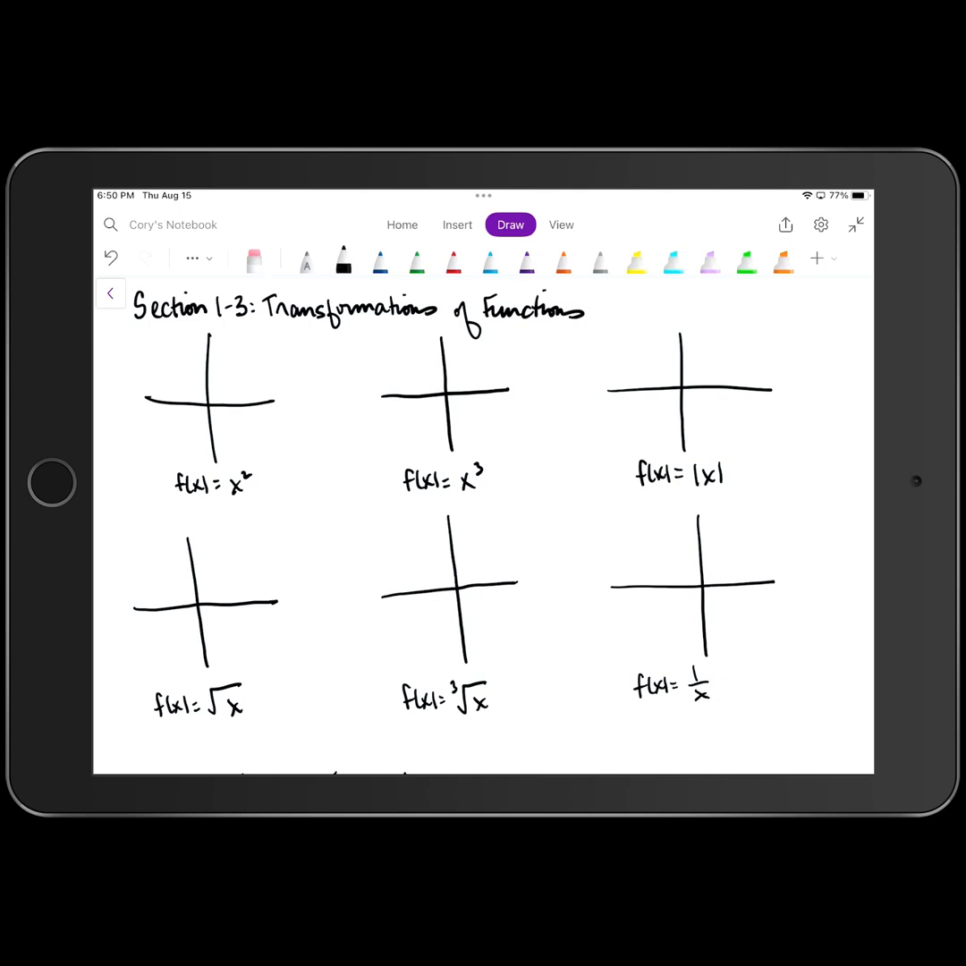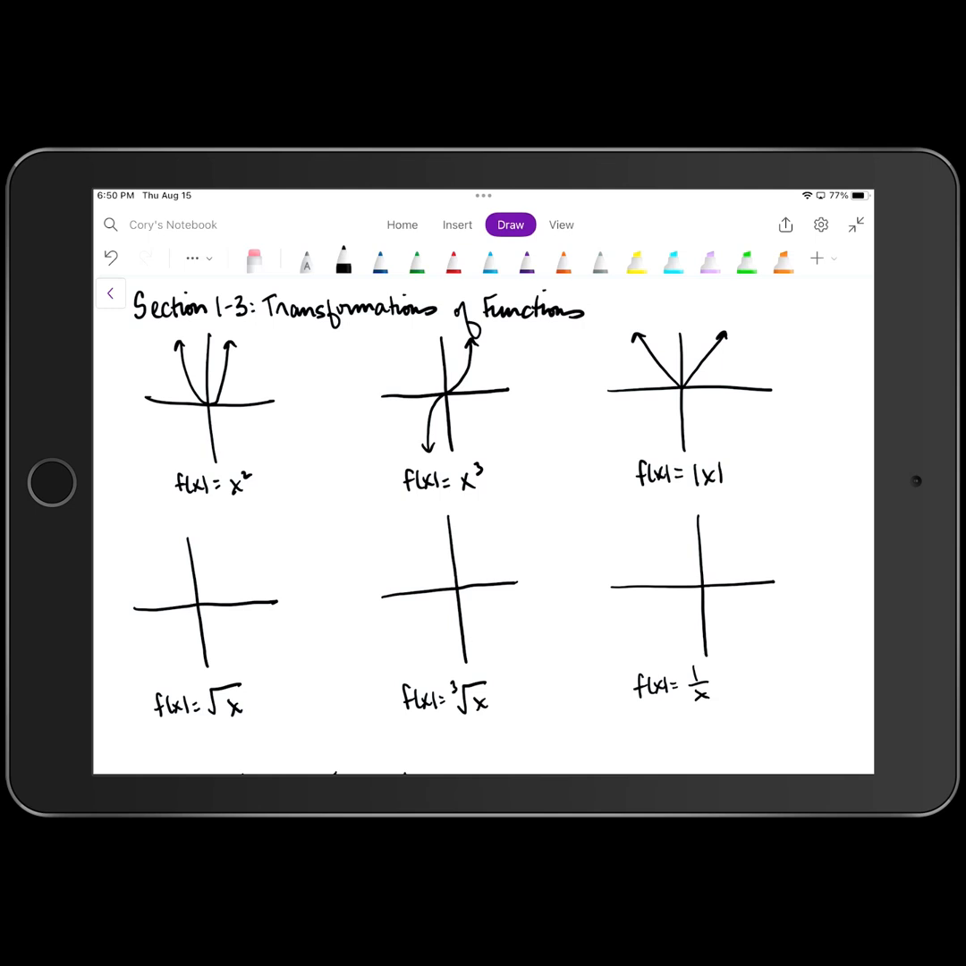Okay, so when we take a look at the graph of the function f of x is equal to x squared, that's a parabola whose vertex is located at the origin and opening up. The graph of f of x equal to x cubed is going to look like so, where the graph lies in quadrants 1 and 3. The function f of x equal to the absolute value of x, as we saw in the previous lesson, is a v-shaped graph whose corner is located at the origin.